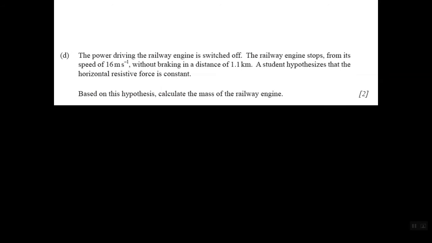The power driving the railway engine is switched off. The railway engine stops from its speed of 16 meters per second without braking in a distance of 1.1 kilometer. A student hypothesizes that the horizontal resistive force is constant. Based on this hypothesis, calculate the mass of the railway engine. Let's use method number 1, which is very straightforward.